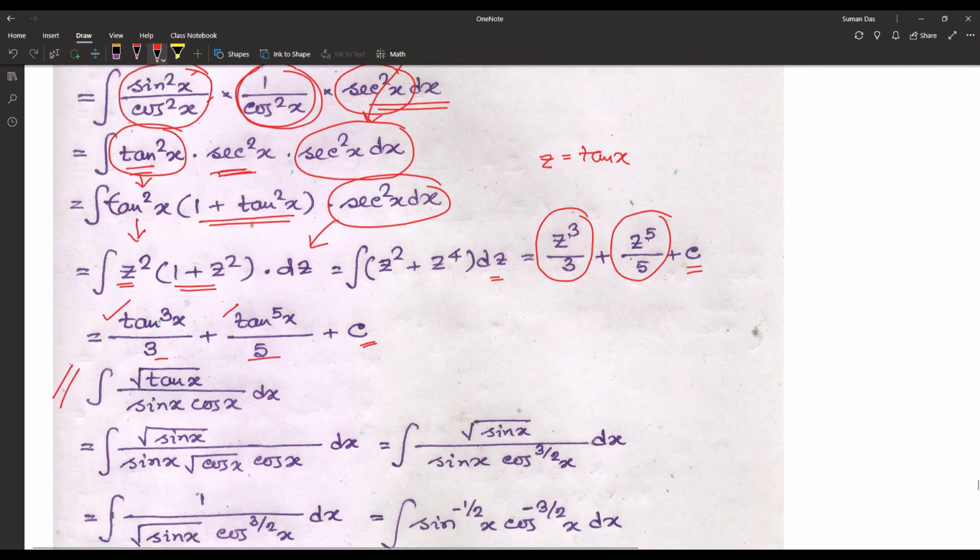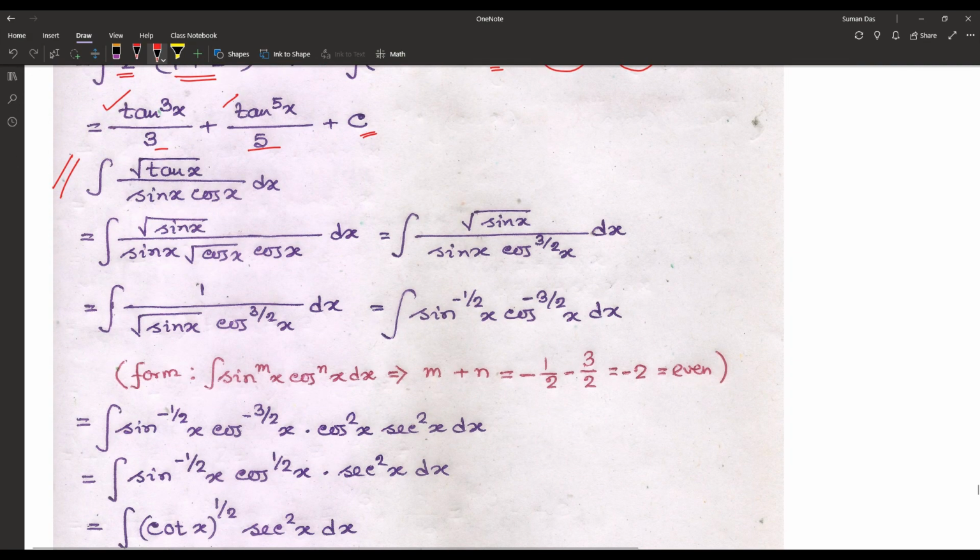So let's check with another problem. That one is the integration of square root of tan x divided by sin x into cos x. Now square root of tan x, we can write it as square root of sin x divided by square root of cos x. So that becomes square root of sin x as numerator, with sin x in the denominator part intact.